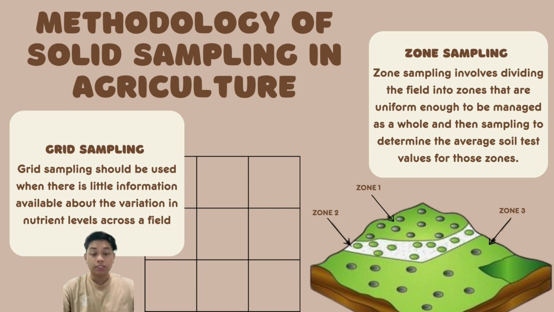So the next methodology is zone sampling. Zone sampling involves dividing the field into zones that are uniform enough to be managed as a whole and then sampling to determine the average soil test values for those zones. Zone sampling relies on the amount and quality of the data used to determine the zones. Layers such as soil maps, aerial photos, yield maps, topography maps, management history, and personal field experience can provide valuable information about the variation in a field. This information can be used to define sample zones or management zones in a field.